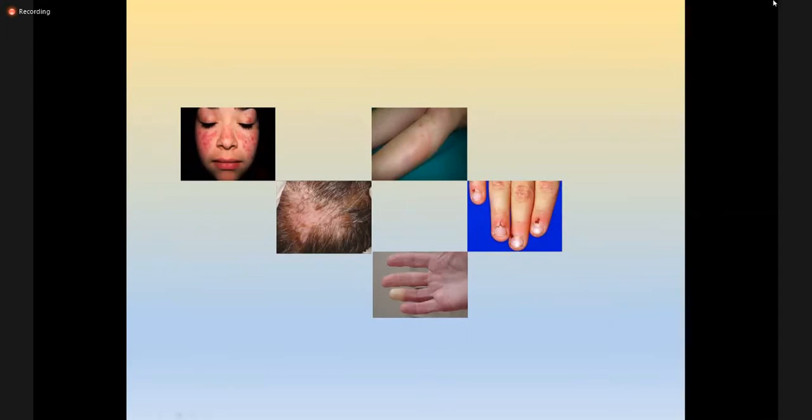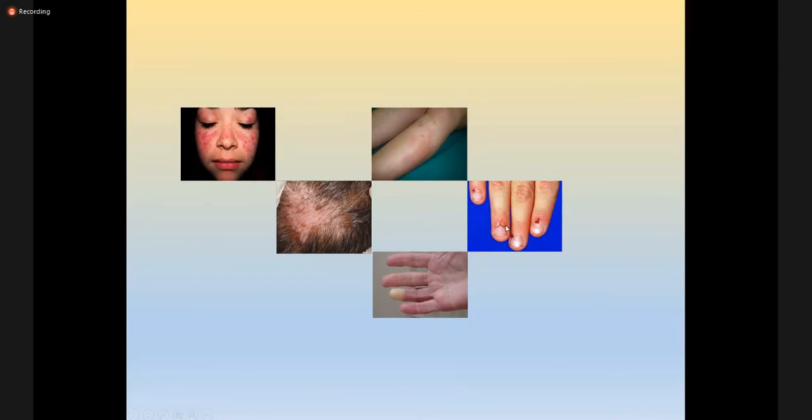Here you can see the first picture of a girl showing the malar rash on the face. The second picture shows alopecia, which is a non-scarring alopecia in which there is no scarring of the skin. This third picture on the upper side shows lupus profundus or panniculitis, in which there is actually inflammation of the capillaries, including the skin, leading to the formation of these pinkish palpable rashes over different parts of the skin. It can be over the legs, it can be over the arms, anywhere.